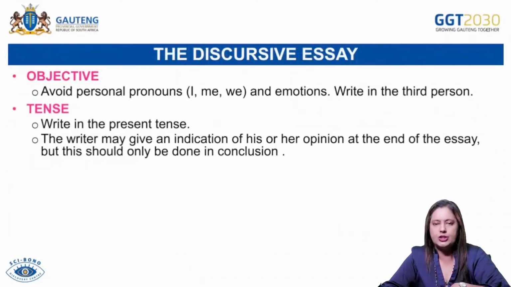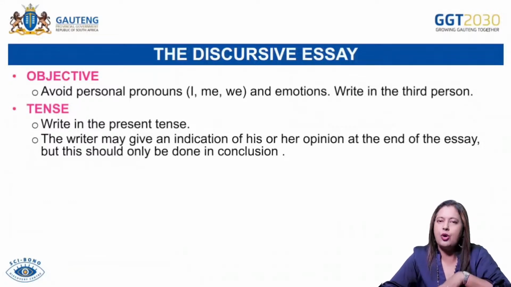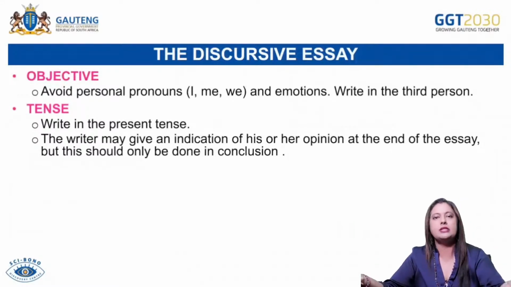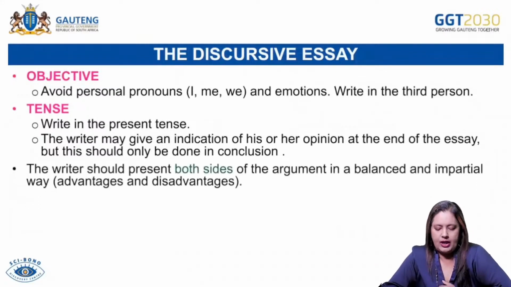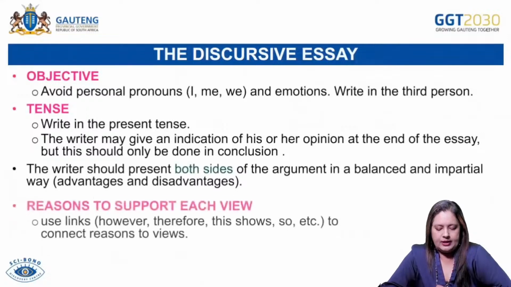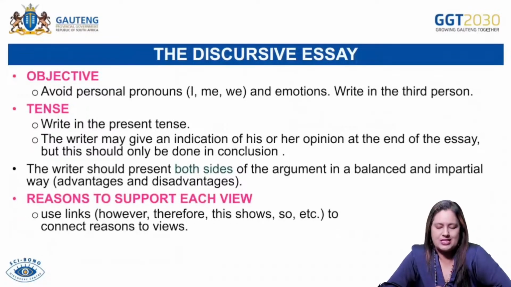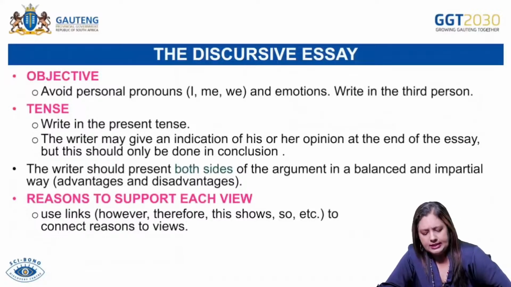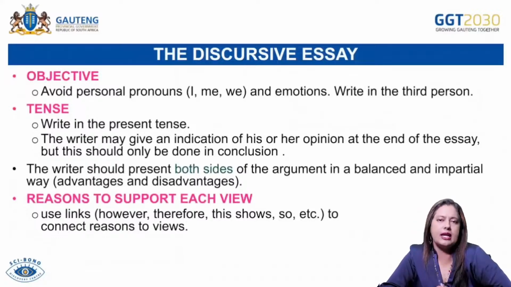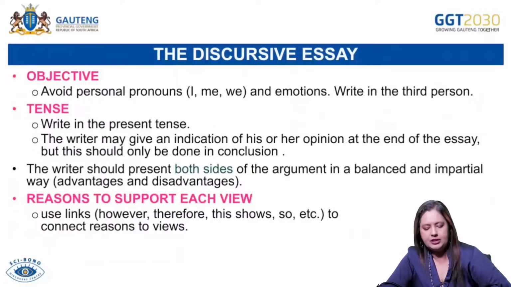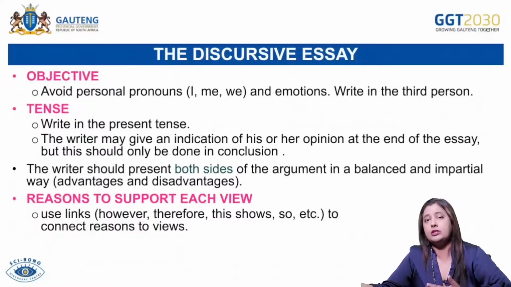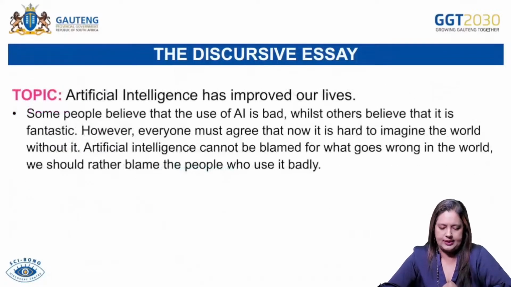You give your indication of your opinion at the end of the essay, but this should only be done in the conclusion. So you give us both sides of the argument, and in the conclusion, give us the third option, right? Then the reasons to support each view must be there. So make sure you're using linking words like however, further, furthermore, therefore, or this shows, all those kinds of words to connect one idea to the next idea.